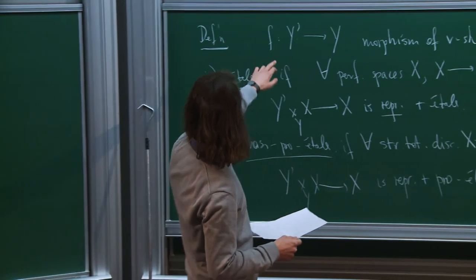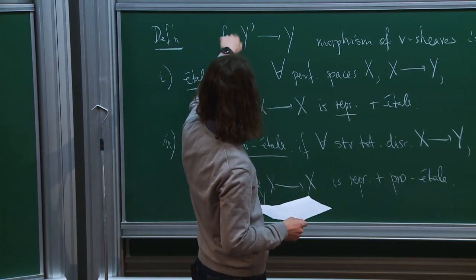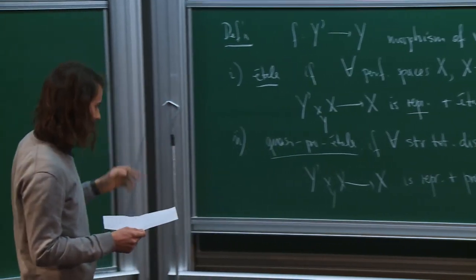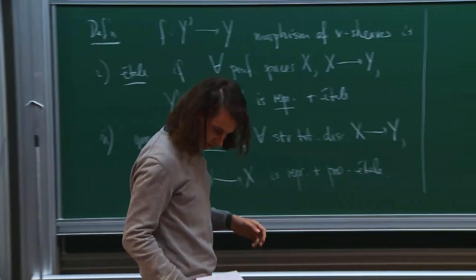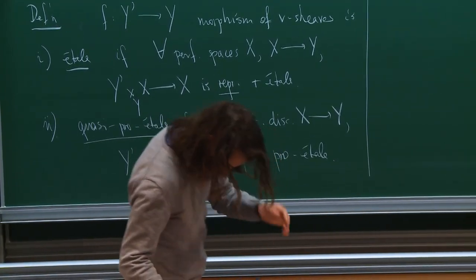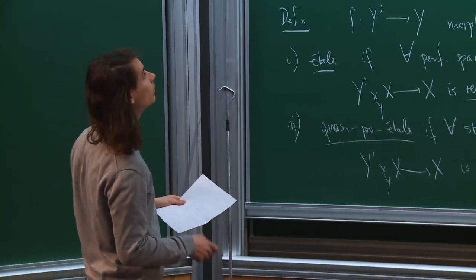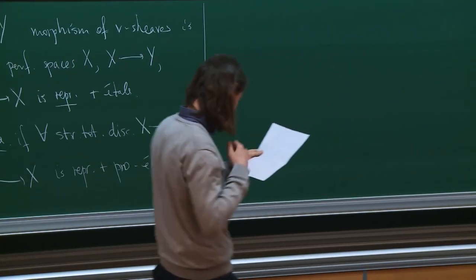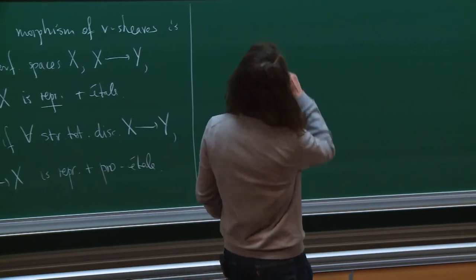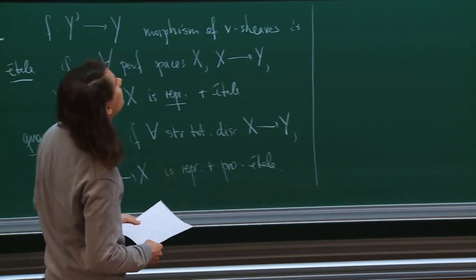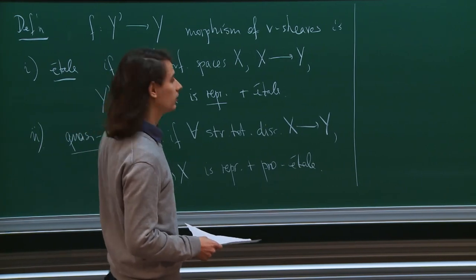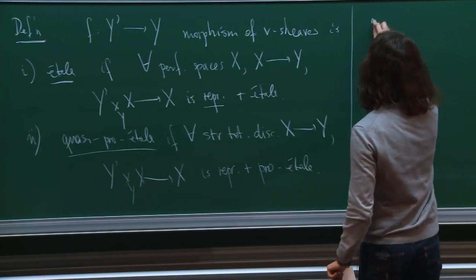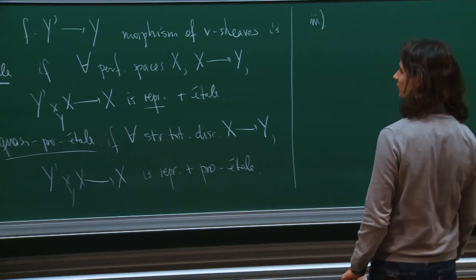So in practice, one can often replace Y' with some separated space, and then if you map a separated space to anything, the map is also separated. So usually this is not much of an issue. All right. So what is a separated v-sheaf? Maybe I can give these definitions right now. Let me give some other definitions.